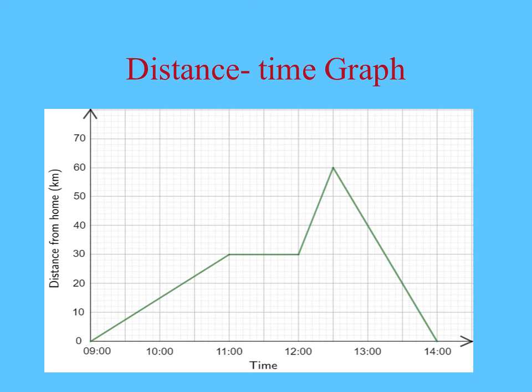The journey started at 9 o'clock and ended at 14:00. And in between 11 to 12, you can see the graph is a steady straight line where they stopped for some time. They were at rest. And the maximum distance from home is 60 kilometers. The speed of the journey of each part can be calculated by dividing distance by the time taken.